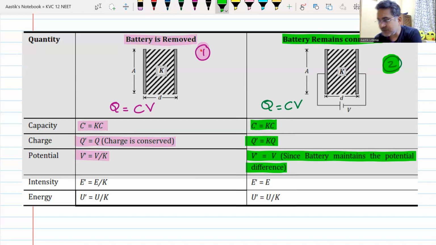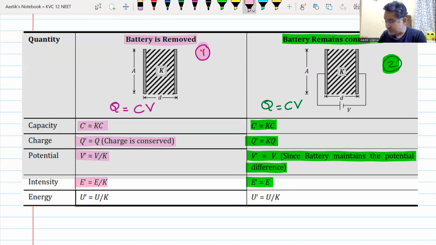We understand the 3 points? Yes, sir. Since the potential difference becomes 1 by K times, the electric field becomes 1 by K times. Here the battery is connected, potential remains same, therefore the electric field remains same.